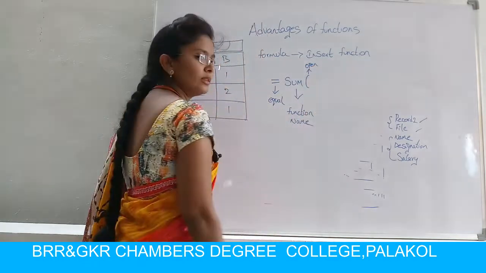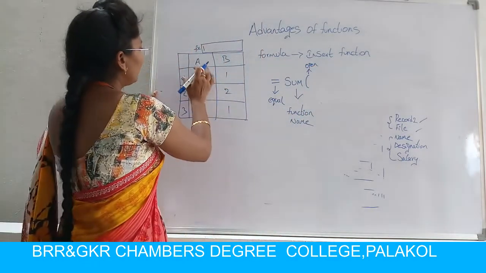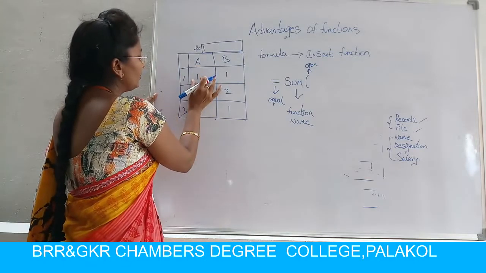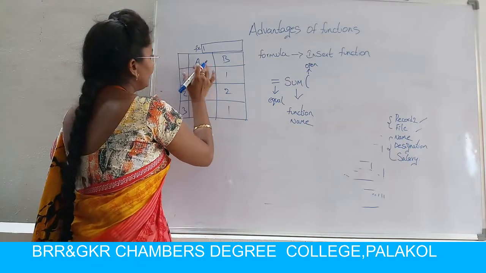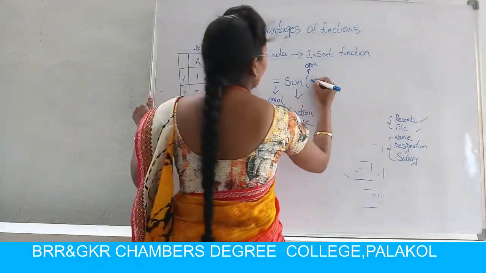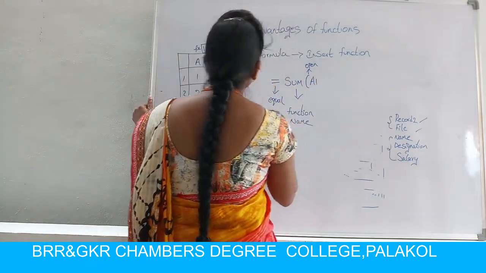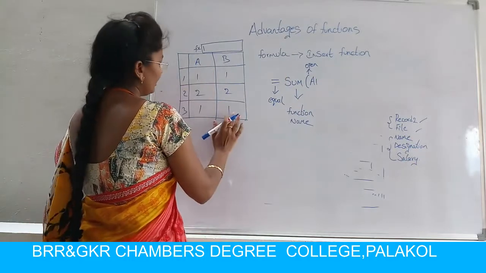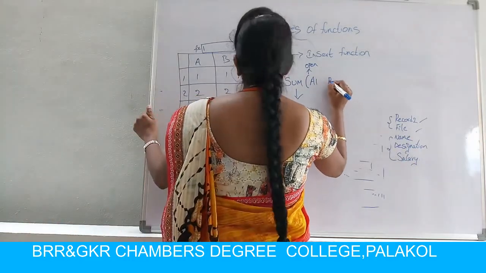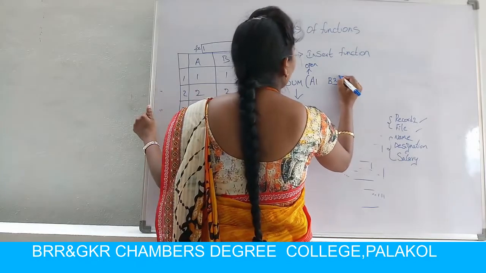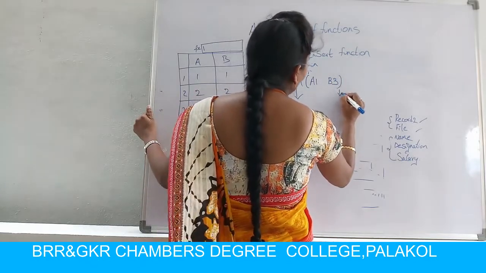And then cell reference. That means here I am taking A1 to B3. And here the A1 cell appears, and the first reference is A1. And the last cell reference ID is B3. And this is the close.